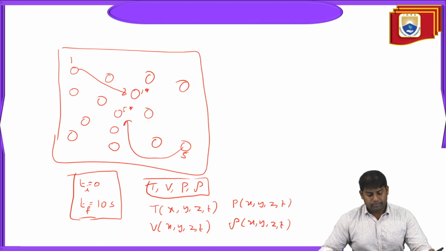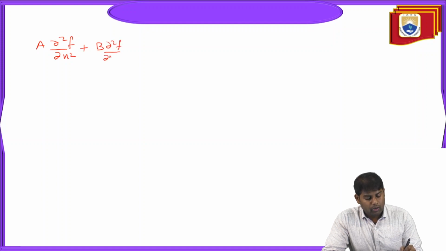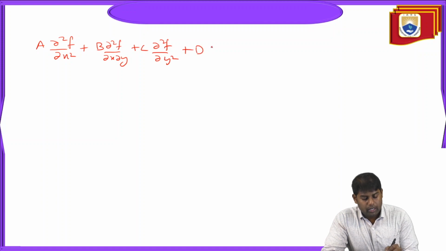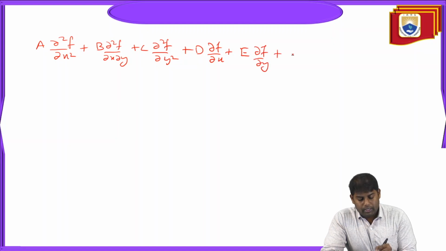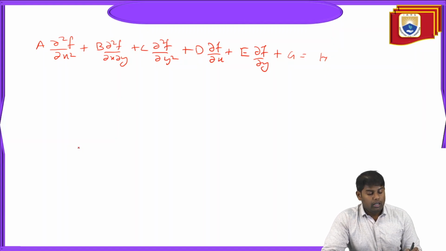We'll just again see the basic equation which we have written: dou square f by dou x square plus b into dou square f by dou x dou y plus c into dou square f by dou y square plus d into dou f by dou x plus e into dou f by dou y plus, let's say, a constant g, which is equal to, let's say, h.